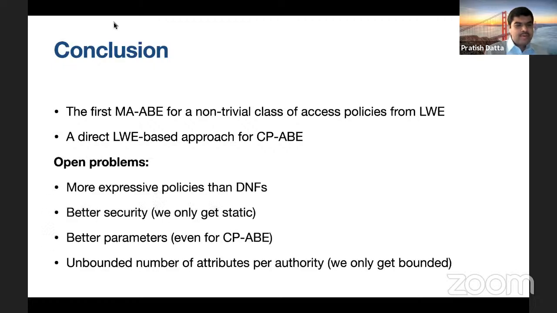There are a number of open problems. Firstly, can we have an MAABE scheme under LWE assumption for some access policies which is more expressive than DNF? Secondly, can we achieve stronger security guarantees? In this work, we only achieve the weak static security guarantee. Thirdly, can we have better parameters for ciphertext and key sizes? In this work, all these parameters scale with some worst case size bound on the policy supported in the system. And fourthly, is it possible to allow an arbitrary number of attributes per authority? Thank you very much for your attention.